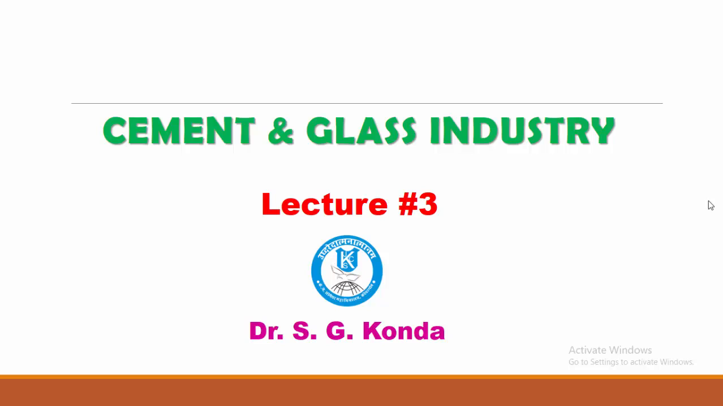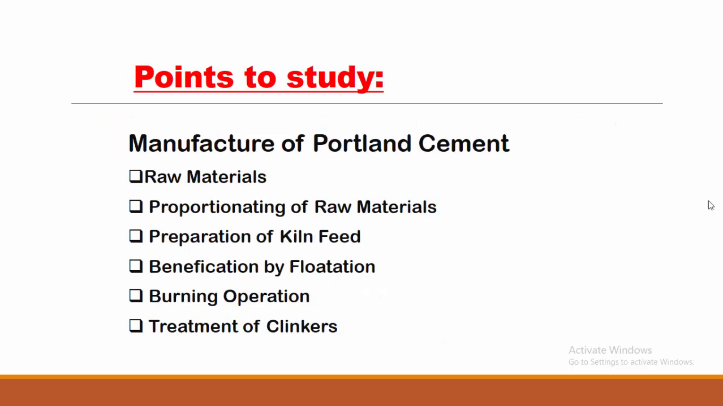So, in the last lecture, we studied the manufacture of Portland cement, which involves various steps: raw materials, proportioning of the raw materials, preparation of kiln feed, beneficiation by flotation method, burning operation, and treatment of clinkers. In the previous lecture, we studied the raw materials, proportioning of the raw materials, and preparation of kiln feed. These three steps we studied in the last lecture.